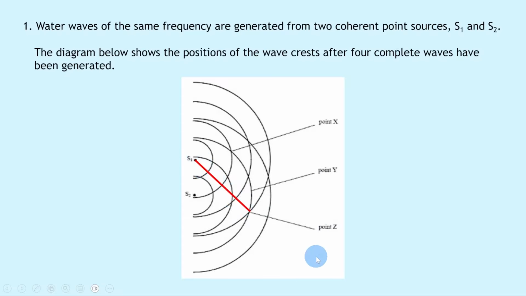And then we can do the same for the distance from S2 to Z. So here we have from the source to the first crest, that's one wavelength, crest to crest here, that's another wavelength, and lastly crest to crest here, that's one more wavelength. So we have 3 wavelengths from S2 to Z.